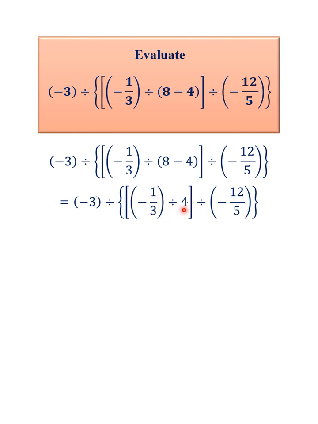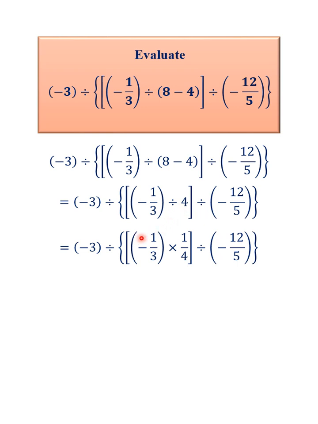-1 over 3 divided by 4 can be simplified by changing this division to multiplication. If we change division to multiplication, we invert the divisor. What is the inverse of 4? The inverse of 4 is 1 over 4. So we change this to multiplication and change this to 1 over 4. And that will be our next step. -3 divided by the curly bracket again. We are maintaining this here. This division is also here. We have changed this division in the square bracket to multiplication, and we have inverted this 4 to 1 over 4. Now it becomes easy.